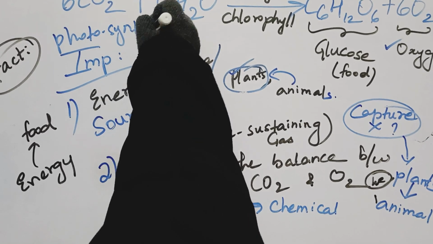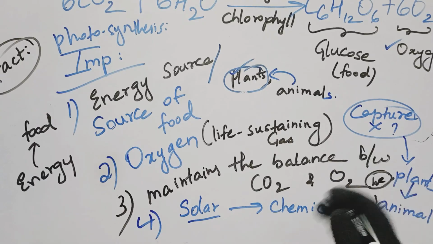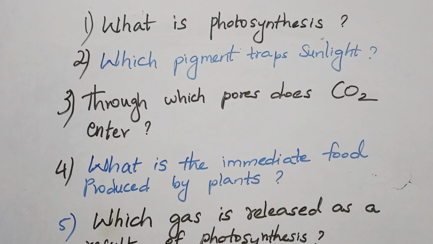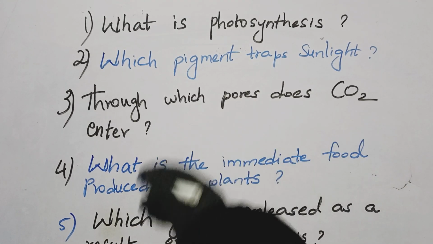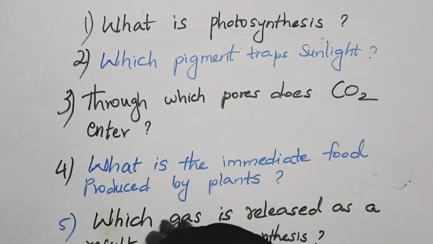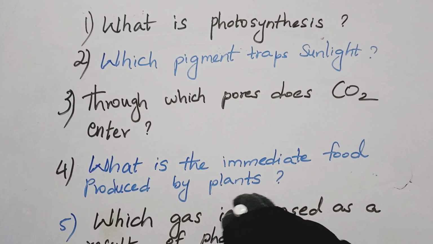Okay, let us go with some quick recap questions, Q&A. So what you can do is pause the video and you can either go with an oral test or a short written test. Okay, we have the questions. First one is, what is photosynthesis? Second one, which pigment traps sunlight? Through which pores does CO2 enter? What is the immediate food produced by plants called? Which gas is released as the end result of photosynthesis?